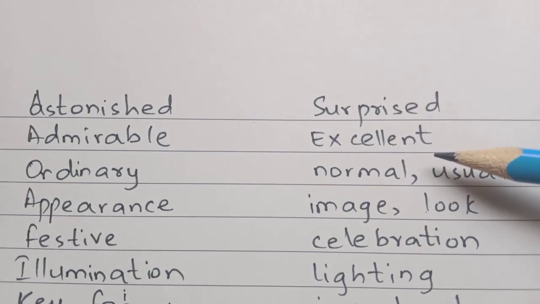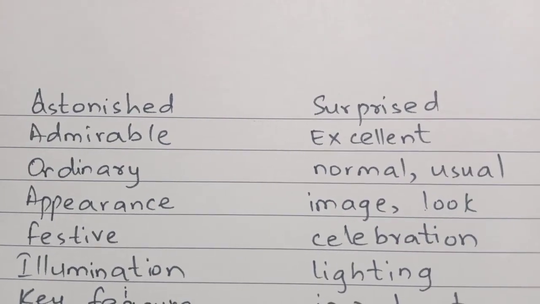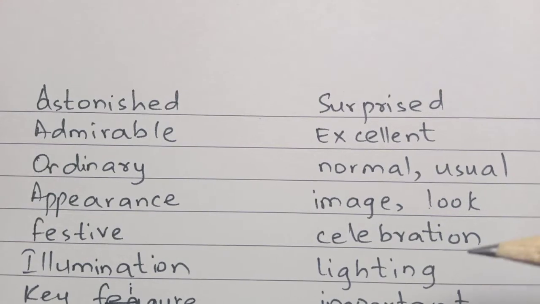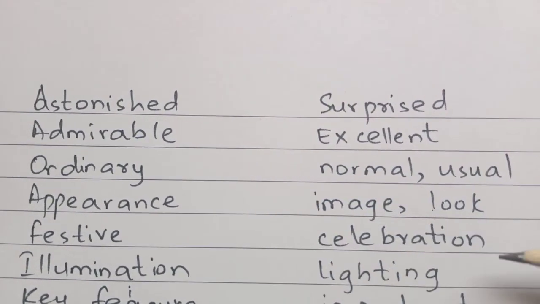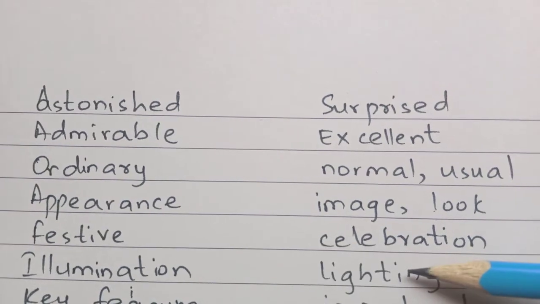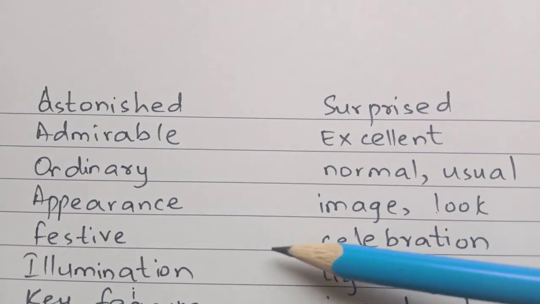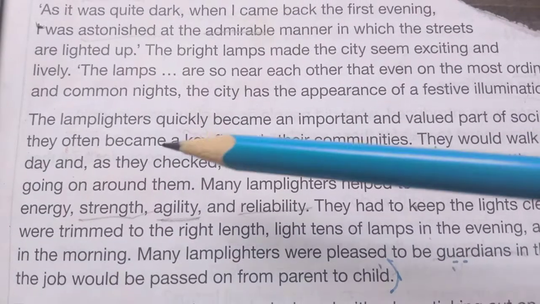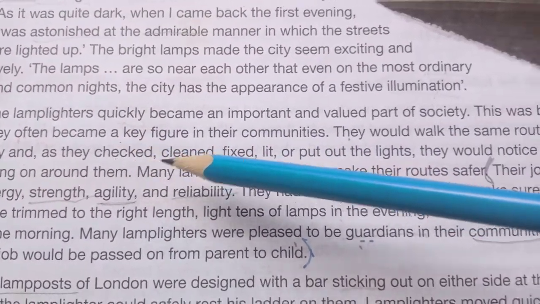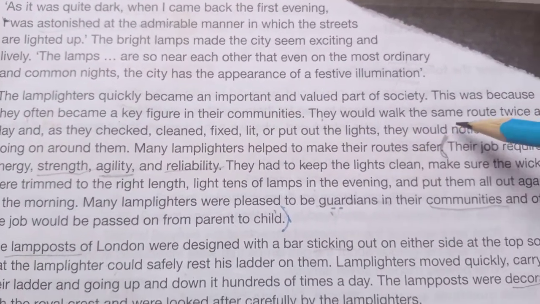Admirable, excellent, something fascinating. Ordinary, normal, usual. Appearance, image, look. Festive, celebration, something of festival nature. Illumination means lighting. So in the late 1700s, lamplighters quickly became an important and valued part of society.